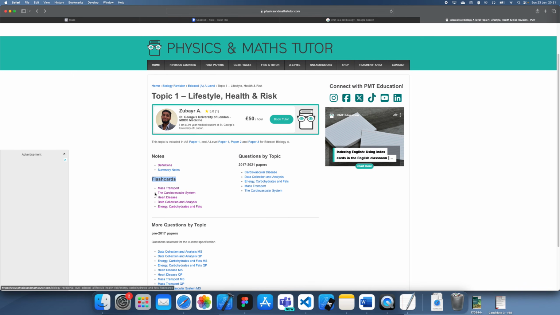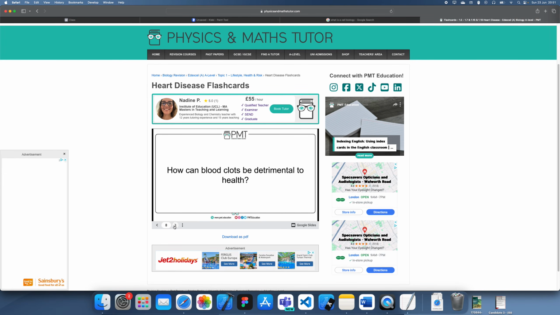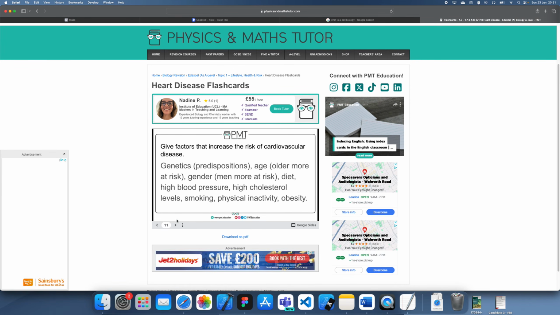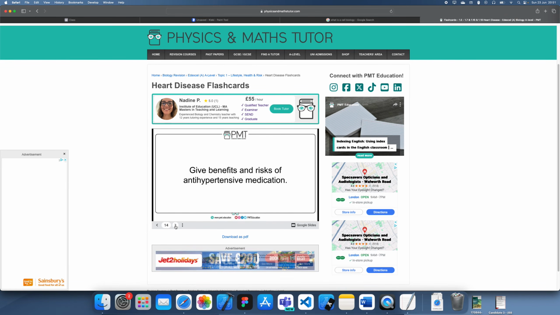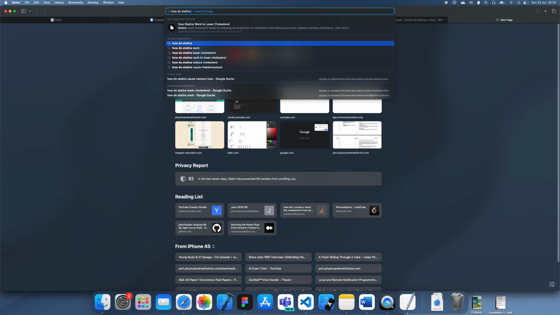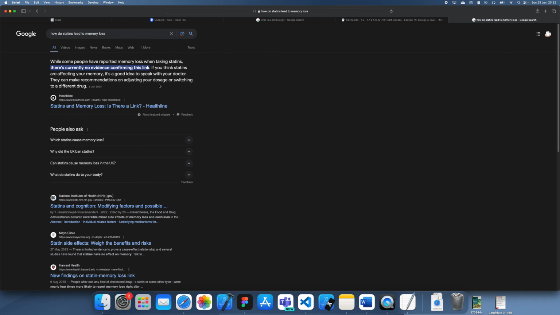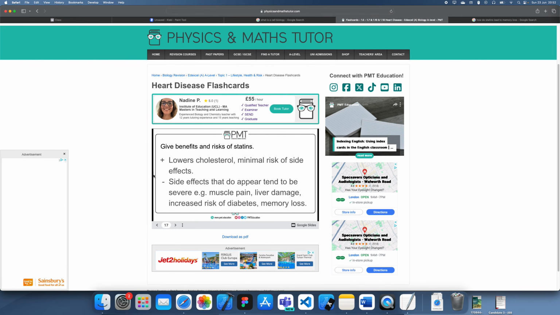So one thing which is really useful are these flashcards. In my free time I just sort of went through them, and you don't have to get them exactly because these aren't really exam answers, but just try to get the basic points. If there's something you don't understand, again, just be curious. Benefits and risks of statins, and you might wonder, how does statins lead to memory loss? Well, you could just search this up, and alright, you can see there's some controversial opinions. There's currently no evidence confirming this link, but exam board says it does, so I guess it does in their eyes. But yeah, just be curious.